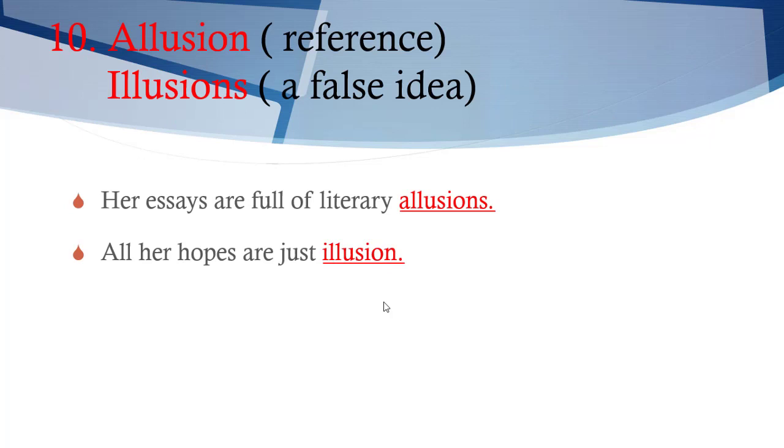The next set is allusion and illusion. The first word means reference, quote, example, whereas the second word, illusion, means a false idea. So how can we use these two words in a sentence? For allusion, her essays are full of literary allusions. For illusion, all her hopes are just illusion, means all her hopes are just false.